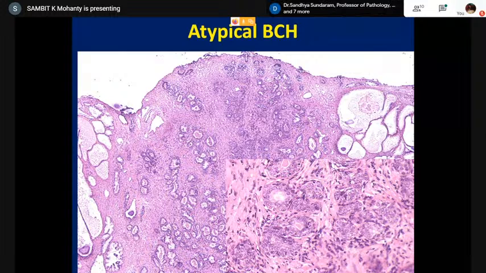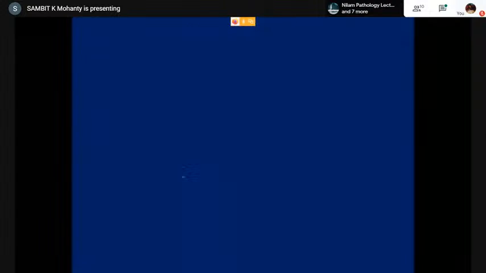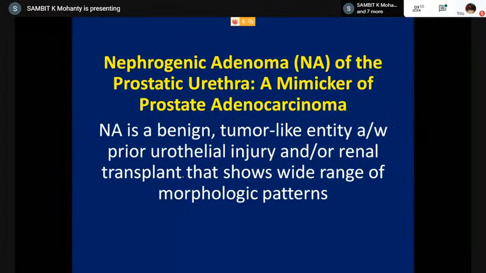If you have a problem, paraganglia are positive for GATA3 and they're negative for prostatic markers. So you can do it, but nobody really does it. So I think we are done. And then, no, I have another one.